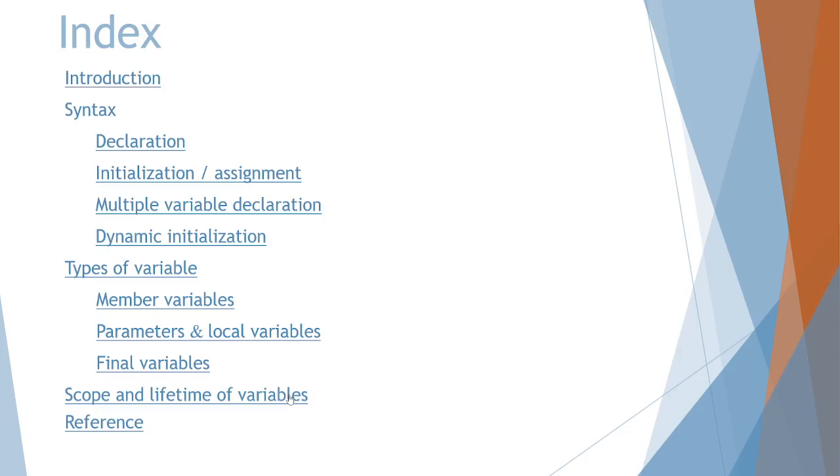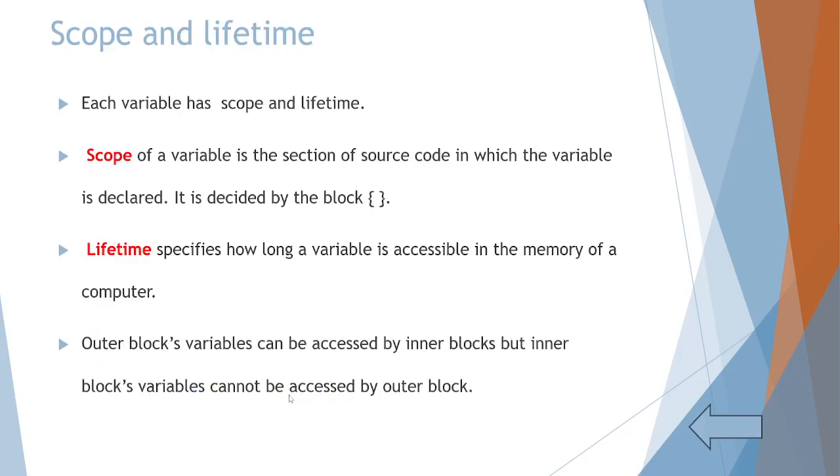Scope and lifetime, very important. Often programmers make mistakes without understanding scope and lifetime. Every variable we declare has some scope. Scope of a variable is the section of source code in which the variable is declared inside the block. It could be a class block, an if block, or a method block. Scope is only in that block.